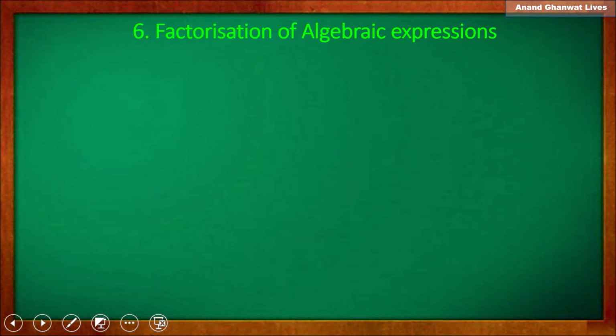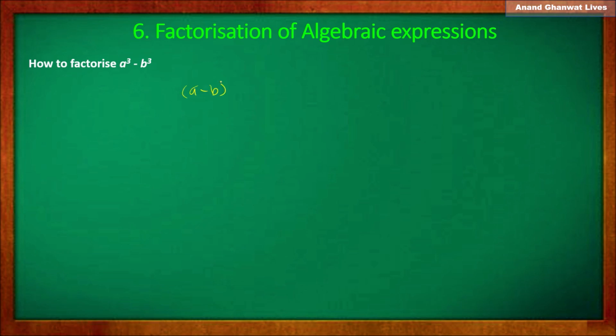In this lecture we are going to learn factorization of algebraic expressions. Let us learn how to factorize a cube minus b cube. (a minus b) cube is equal to a cube minus 3a square b plus 3ab square minus b cube.